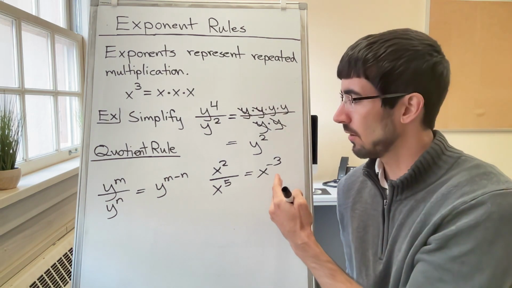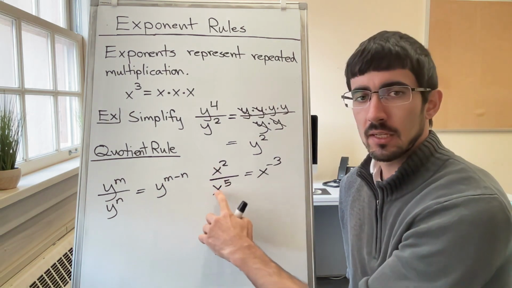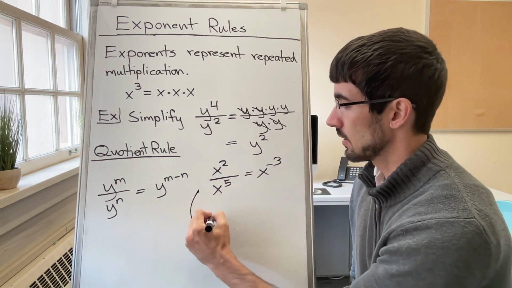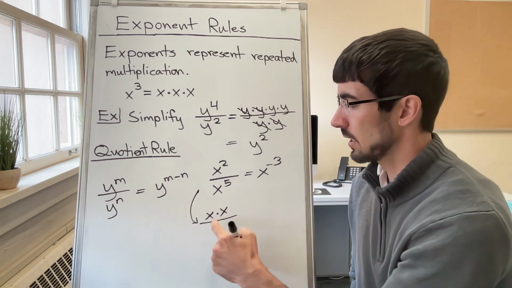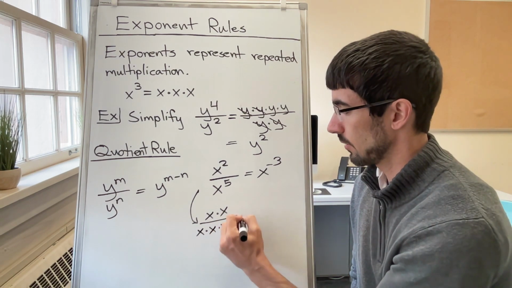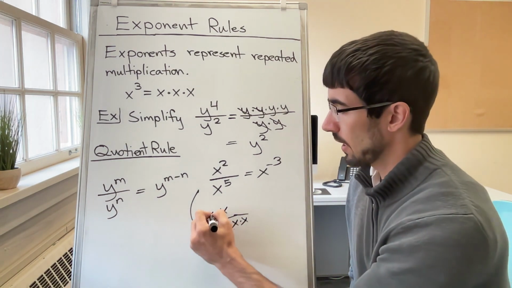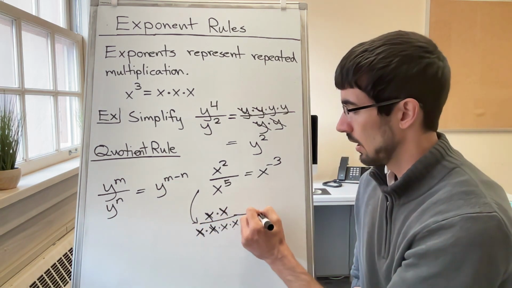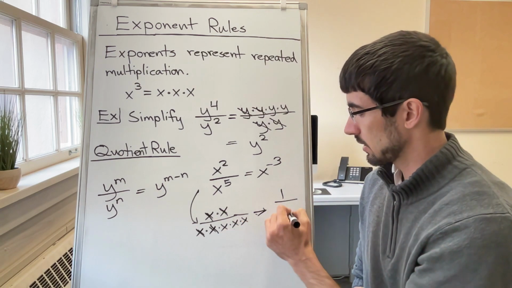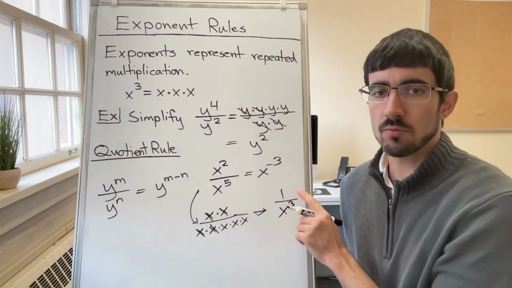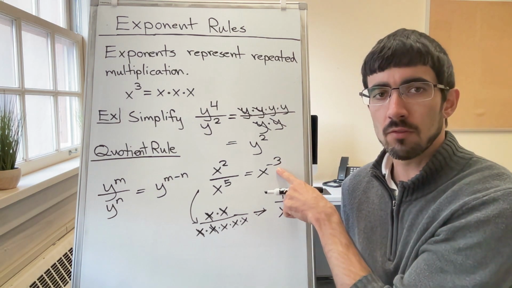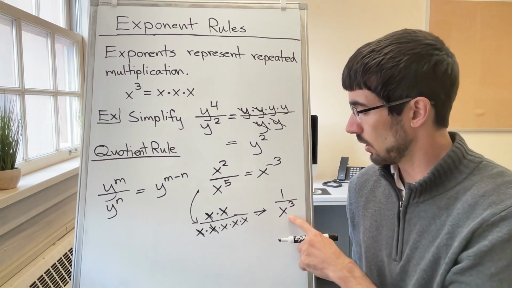An alternative way of viewing this is by expanding each of these terms and thinking about what we get. So x squared over x to the fifth, the expansion looks like this: x times x over 5 x's in the denominator. We divide common factors here and here, and I end up with this. Numerator is 1, denominator is x cubed. So my result is 1 over x cubed. We'll see in a later video that x to the negative 3 is exactly the same as 1 over x cubed.